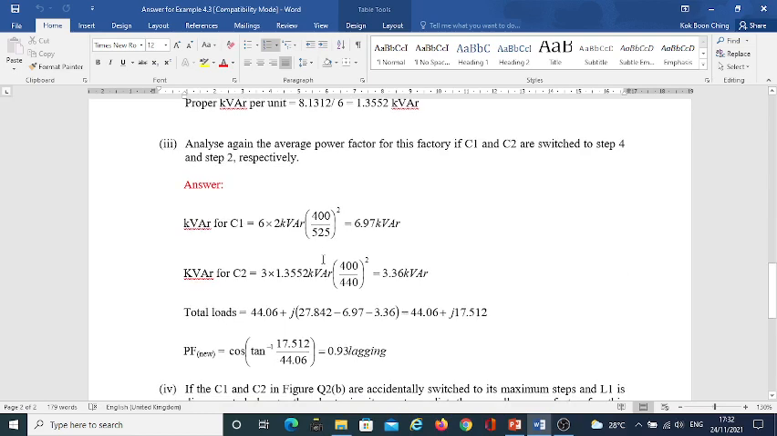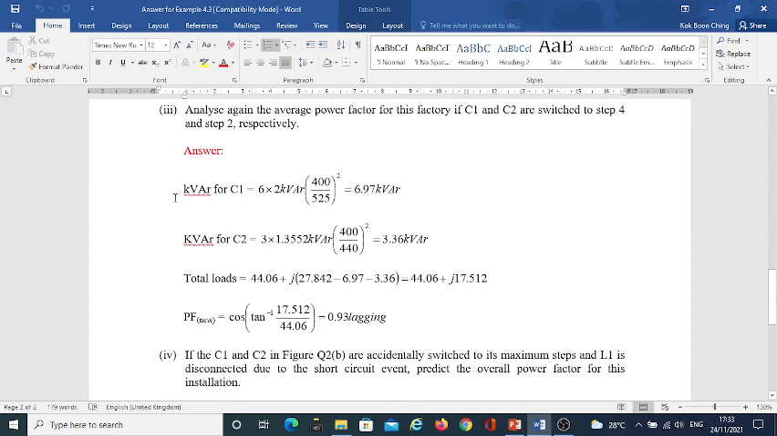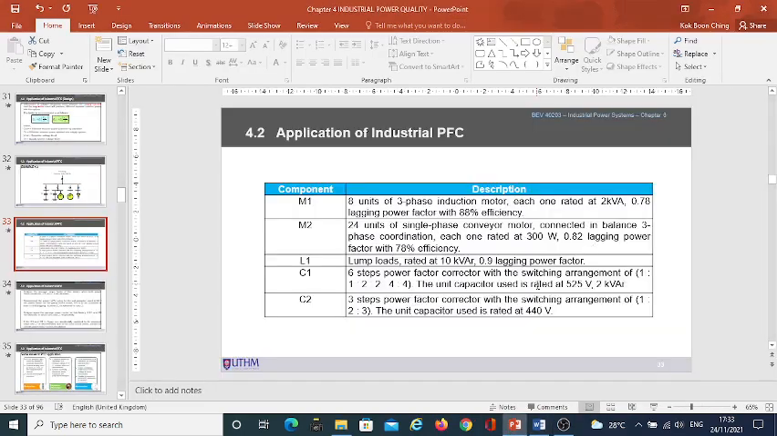And the third one is we analyze again the average power factor for this factory. If this is the condition, C1 and C2 are switched to step 4 and step 2 respectively. C1 to step 4 means we have how many units? 1, 2, 3, 4 here. That means 2 plus 2 plus 1 plus 1 is 6 units.